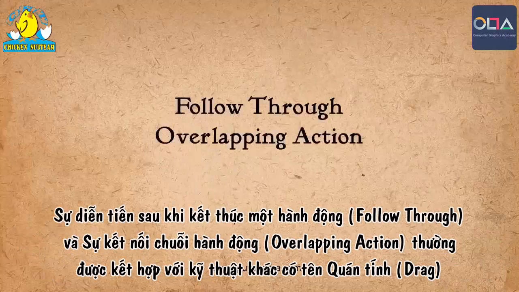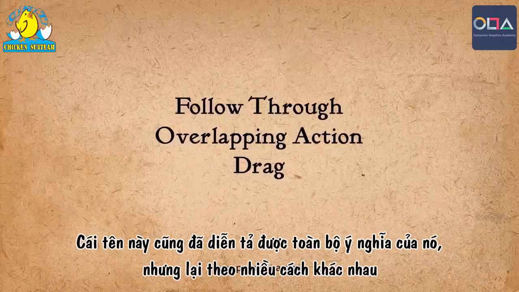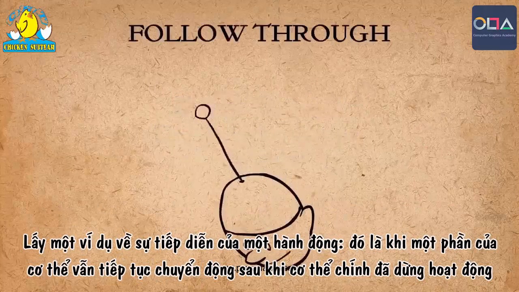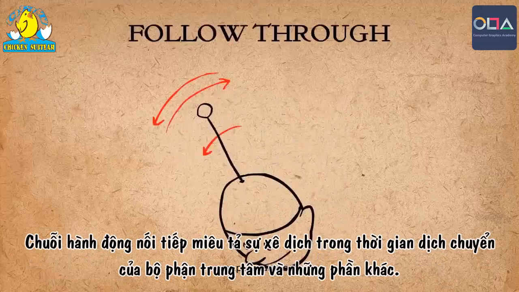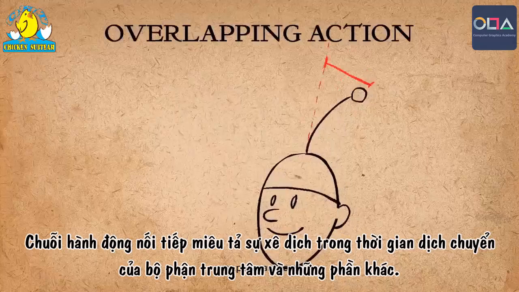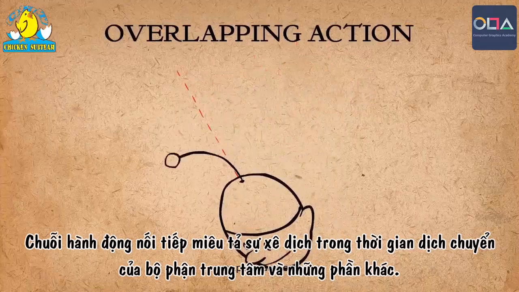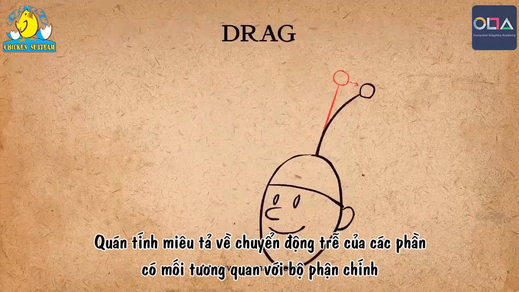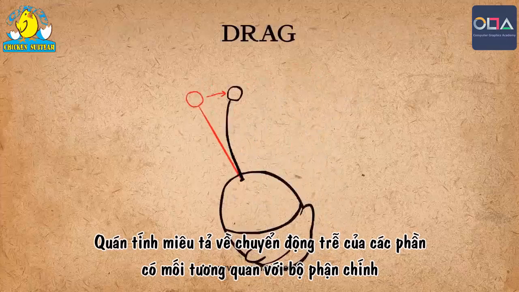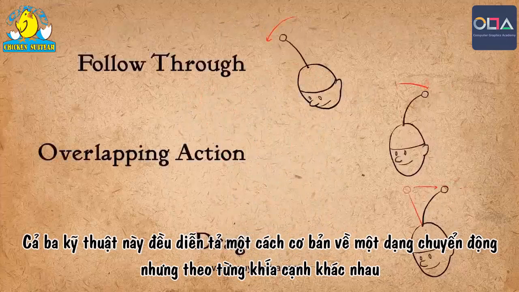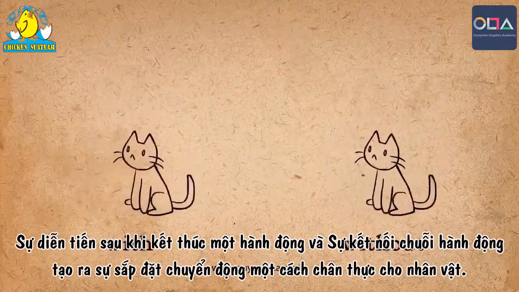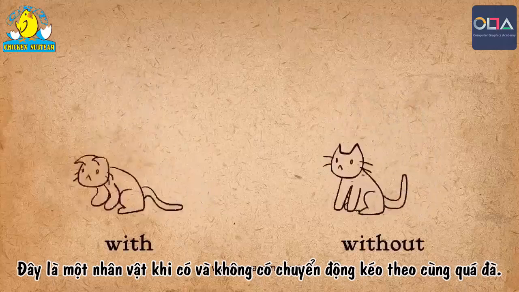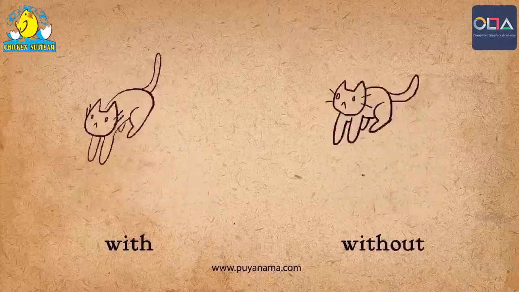Follow through and overlapping action are often associated with another technique called drag. These names all describe the same thing but in different ways. For example, follow through refers to the way parts of the body continue to move after the body is stopped. Overlapping action describes the offset between the timing of the main body and its other parts. Drag describes the technique of delaying the movement of body parts in relation to the main body. All three of these are basically describing different aspects of the same thing. Follow-through and overlapping action add a great deal of realism to a character. Here's a character with and without follow-through and overlapping action.